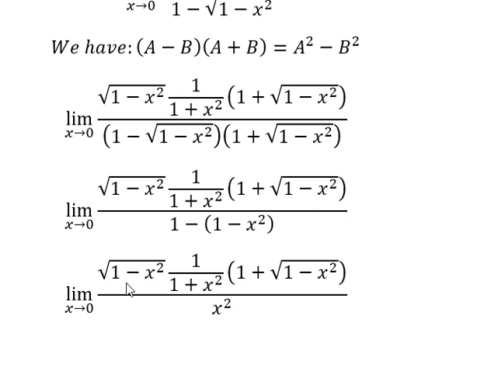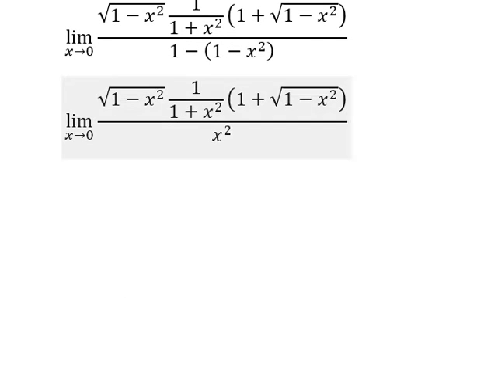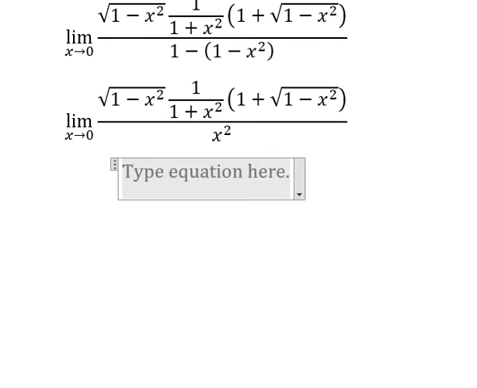If we substitute number 0 here, we have positive number 1. And if we substitute number 0 here, you get 0. So we need to consider the limit on the left and the limit on the right.